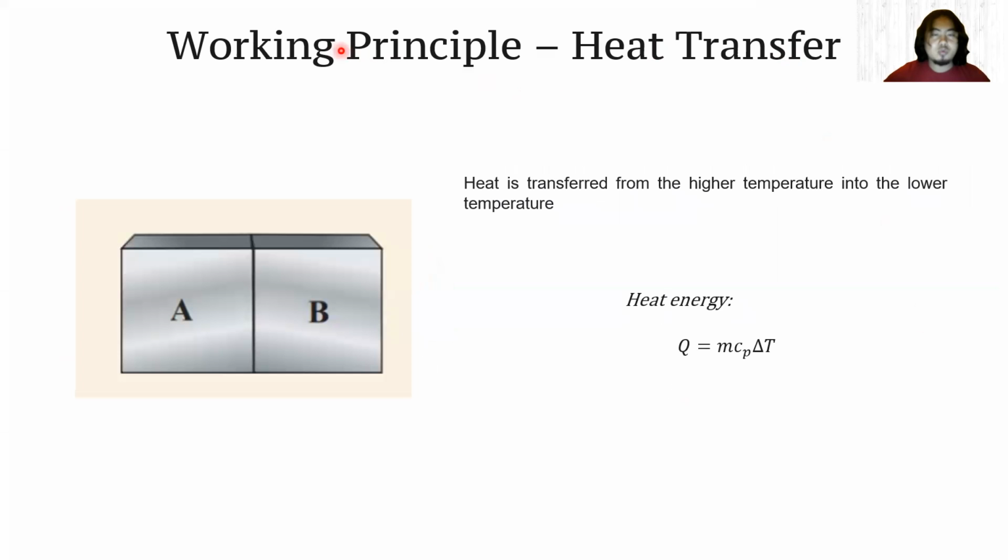The next is the working principle of heat transfer. Basically, heat is transferred from a higher temperature to a lower temperature. For example, if we have two blocks, block A and block B, let's say cube A has a higher temperature than cube B. Therefore, heat will be transferred from cube A to cube B until it reaches thermal equilibrium, so the temperature of block A and block B is the same.